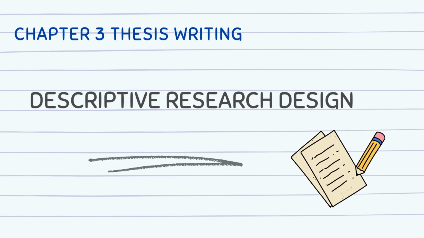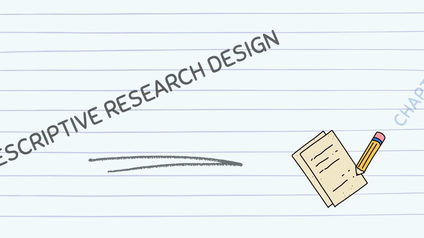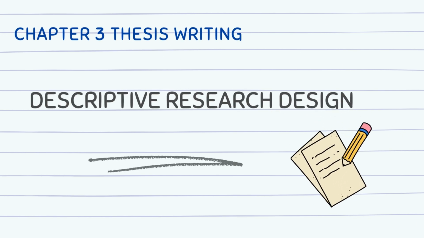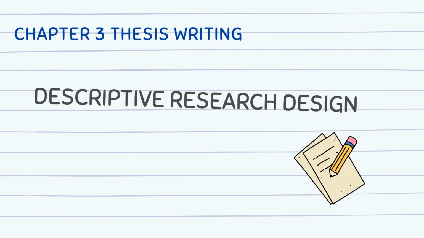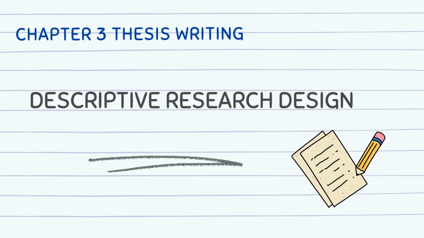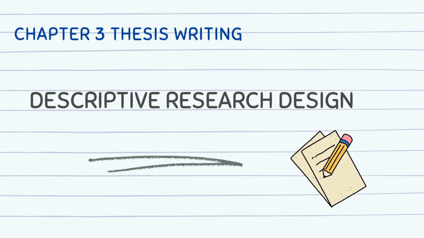Unlike experimental or correlational designs, descriptive research does not involve hypothesis testing to determine causation or relationships between variables. Instead, it focuses on answering research questions that involve what, who, when, where, and how, but not why. For instance, a researcher may ask, what are the study habits of senior high school students? Rather than, why do these study habits affect academic performance?